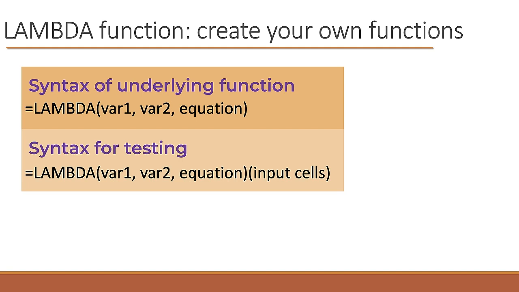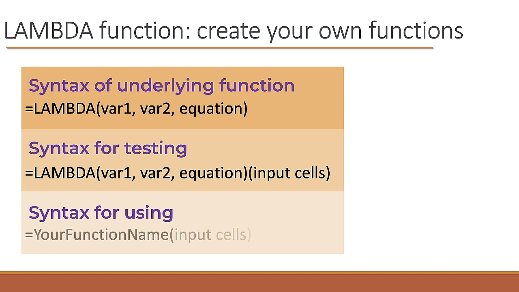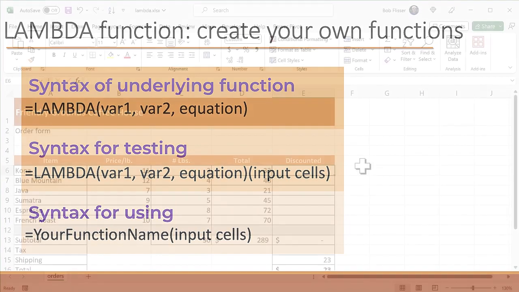Now there's a third set of syntax, and that's how you actually use it on the sheet. Now in the name manager, you give it a name, and you tell it what data it's getting, and this is where you have it do its thing. So whatever your function name is, whatever the input cells are that you gave it, and that's it, just like a regular Excel function that's built in.